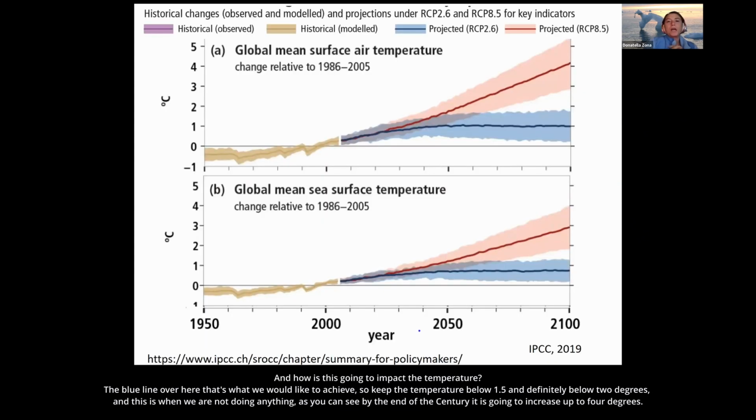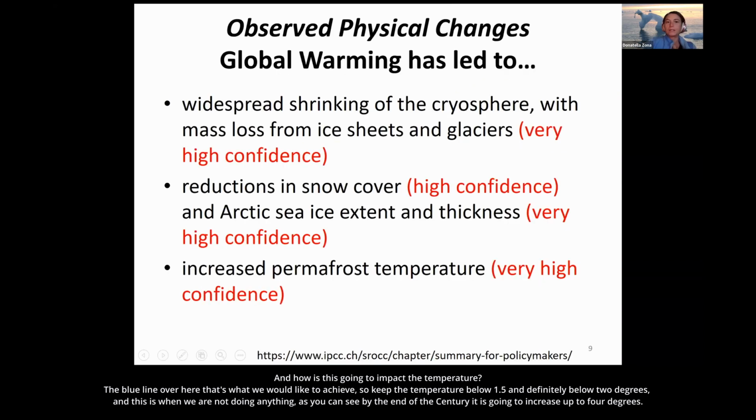And how is this going to impact the temperature? The blue line over here, that's what we would like to achieve. So keep the temperature below 1.5 and definitely below 2 degrees. And this is when we are not doing anything. As you can see, by the end of the century, it's going to increase up to 4 degrees.